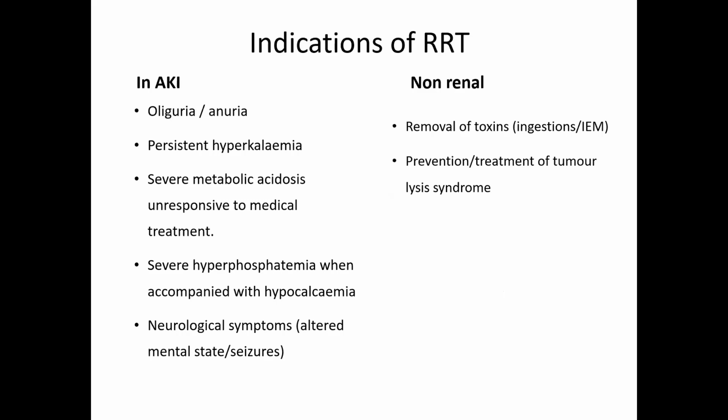Renal replacement therapy is used for maintaining function of a failing kidney when medical management fails to do so. There may be indications in acute kidney injury as well as some non-renal indications. In acute kidney injury, renal replacement therapy is indicated in oliguria or anuria, in persistent hyperkalemia when medical management fails, and in severe metabolic acidosis unresponsive to medical treatment. In severe hyperphosphatemia accompanied with hypocalcemia, RRT is also indicated. In uremic encephalopathy, it is indicated when associated with neurological symptoms like altered mental state or seizures.